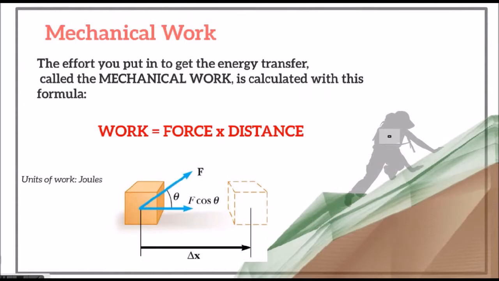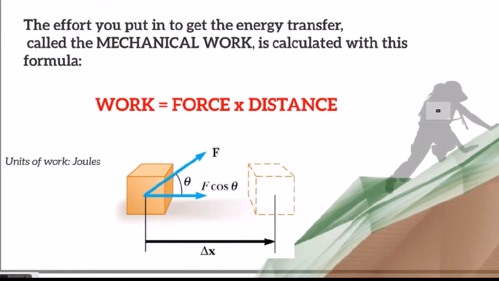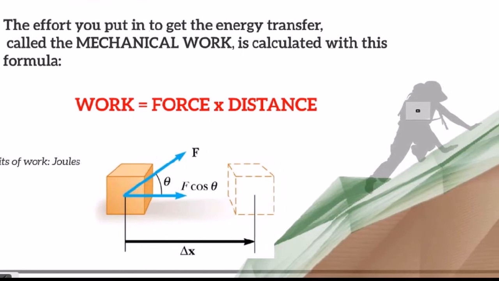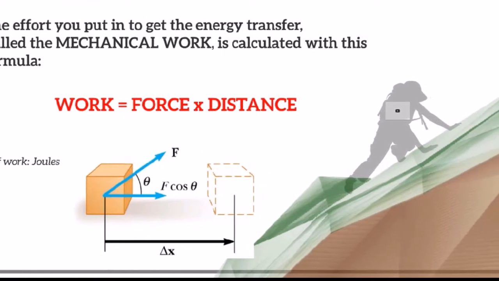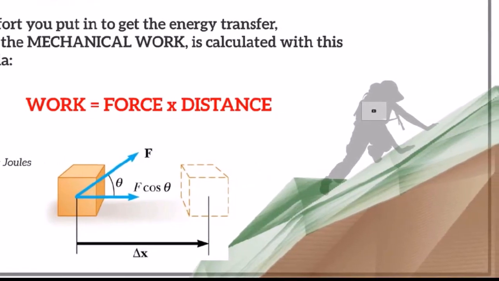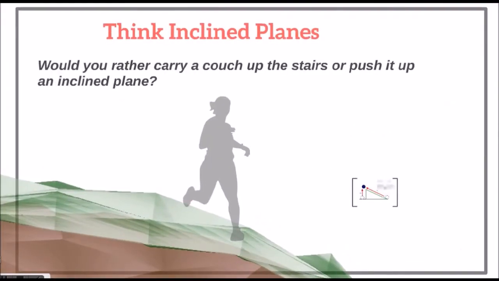Now to clarify, the force that we're referring to is the effective force. This effective force is the force that is in the direction of movement. So if the object has a force F applied at an angle theta, then the effective force would be F cos theta. Now think a moment about inclined planes.